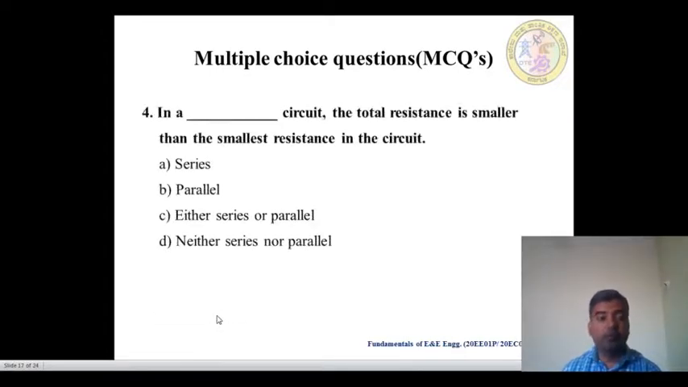Now question number 4. In a dash circuit, the total resistance is smaller than the smallest resistance in the circuit. So option A is series, B is parallel, C is either series or parallel, D is neither series nor parallel. So if you connect the resistances in parallel, what happens? Automatically the total resistance becomes less. The equivalent resistance becomes less. So it is the smallest, smaller than the smallest resistance in the circuit. So option B is the right answer.